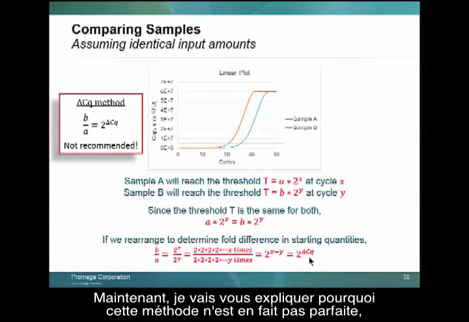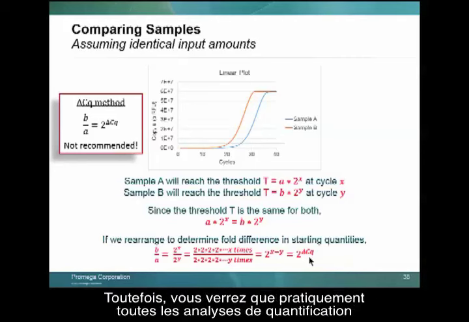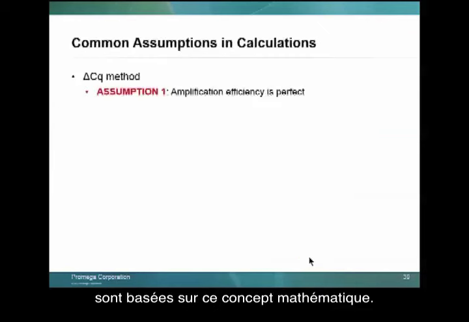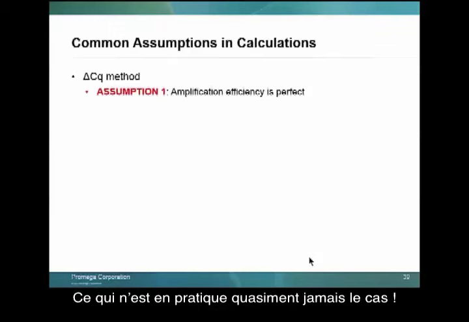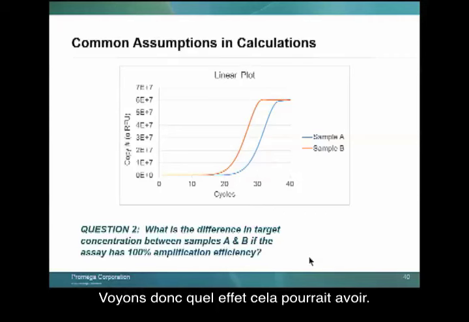Now, I'm going to make a point here of saying this is not recommended because there are a couple of assumptions involved in this particular example. But this mathematical idea is the relationship that you'll see used in almost all quantification analysis. So the first assumption is that amplification efficiency is perfect, and it almost never is in an individual's hands. So let's look at what kind of an effect that can have.